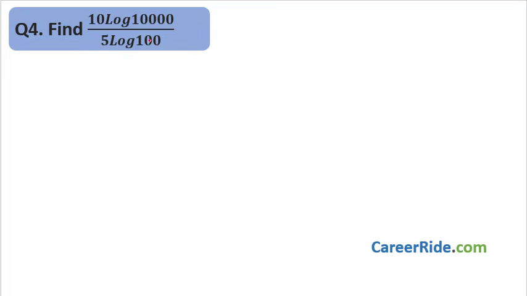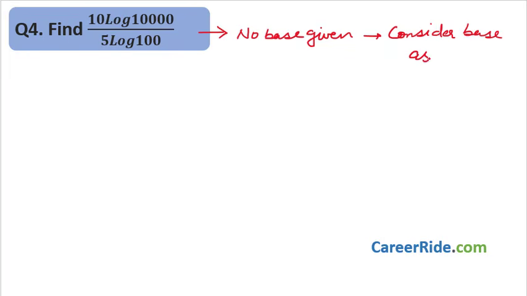Question number 4. 10 log 10,000 divided by 5 log 100. Now in all the questions till now, we have always talked about a base. But notice that there is no base given in this question here. What do we do in such cases? Whenever there is no base given, consider the base as 10, right? This is the most important thing that you have to remember.